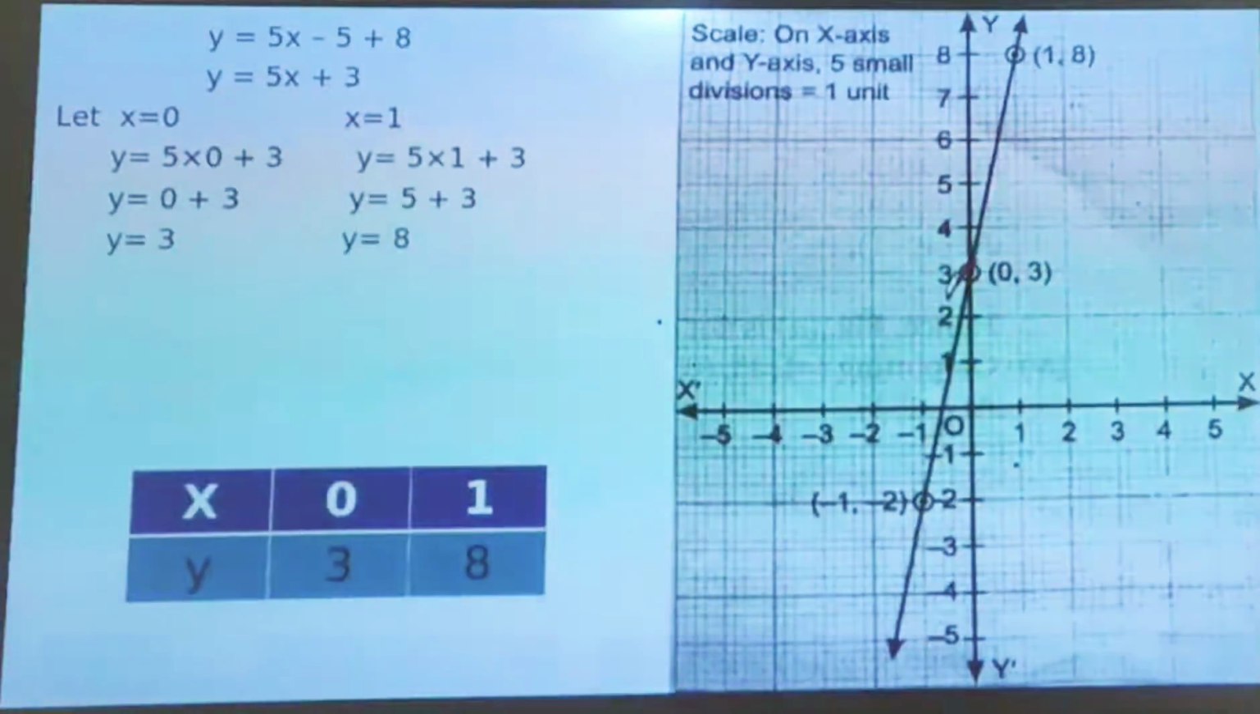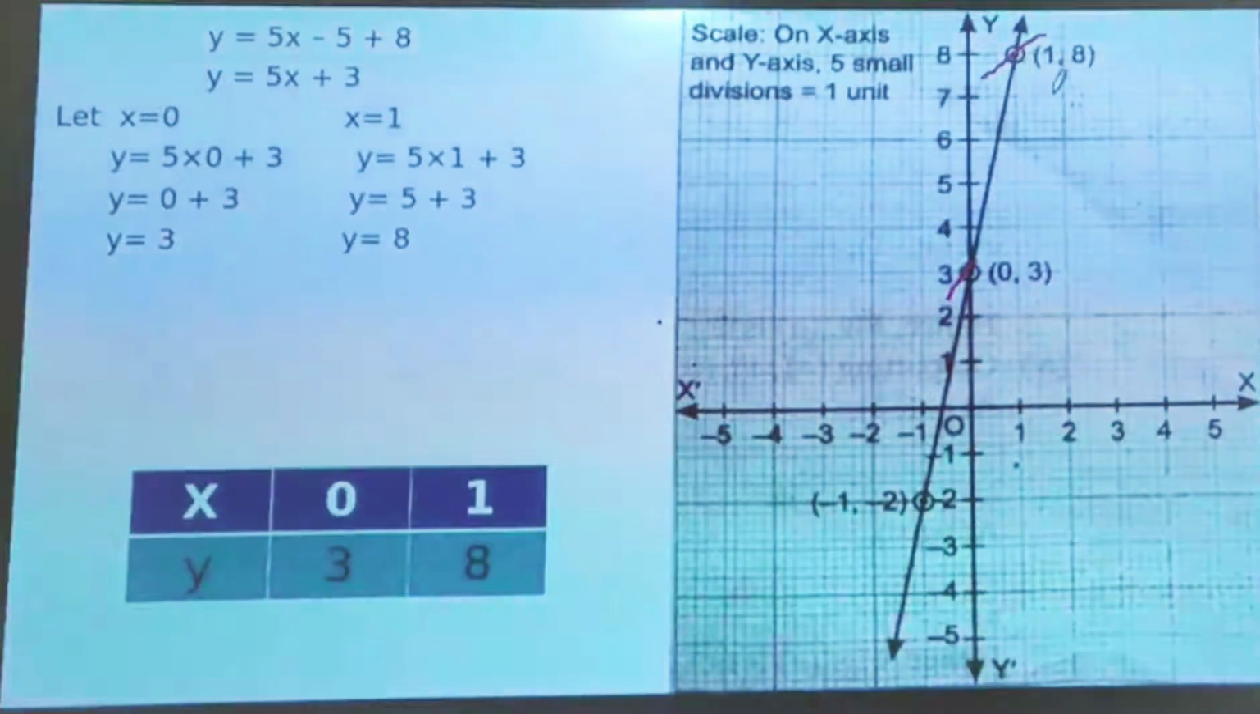Here is the first point, that is when x is 0, y is 3. You know that x equal to 0 will lie on the y axis. And when x is 1, y is 8. Here is the second point. After that, join the points and you will get a straight line.